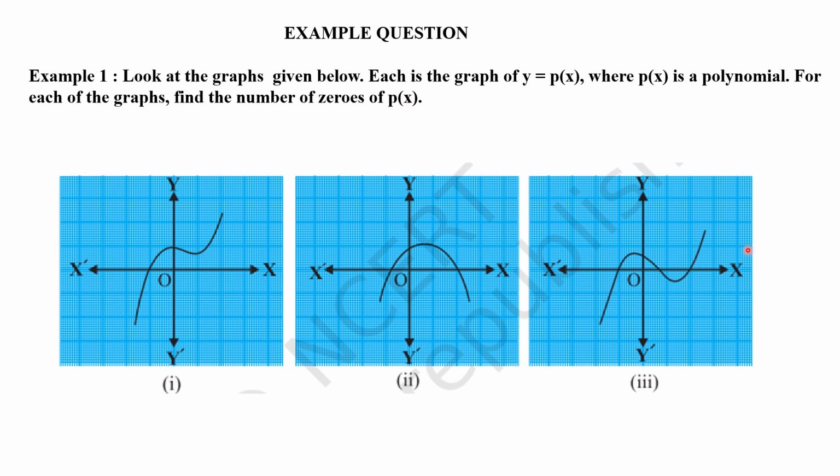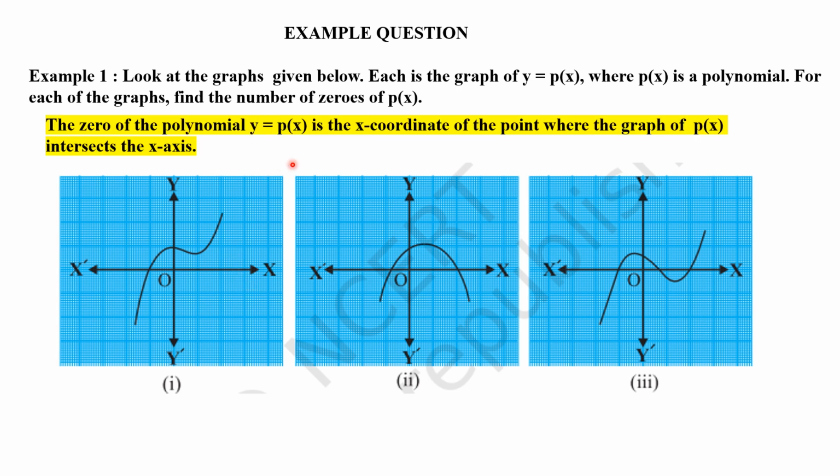Okay, so there are three graphs given over here. You have to find the number of zeros. So first try to understand what you mean by zeros of a polynomial. If you did not see my previous video, please have a look at that video first, because in that video I've explained in detail what is the meaning of zeros in a polynomial. Zeros of a polynomial means it is a point on the x coordinate where the graph intersects the x-axis. So the zero of a polynomial is the x coordinate of the point where the graph intersects the x-axis.